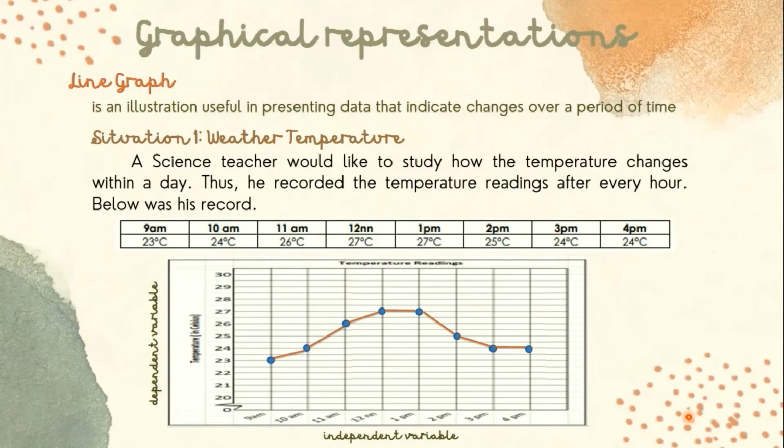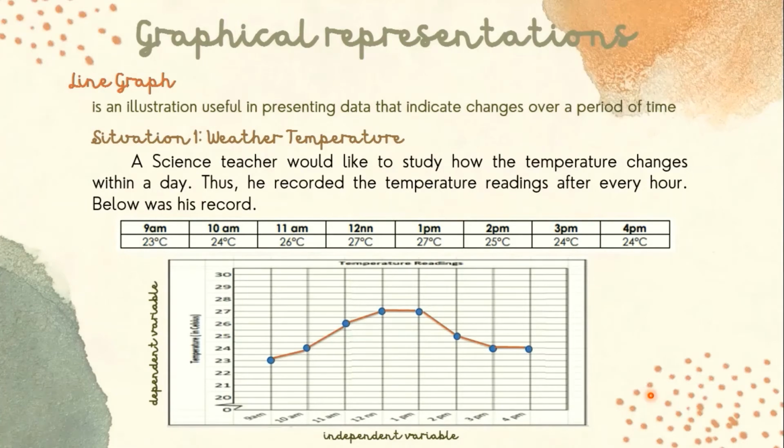At what time or times was the highest temperature measured? Papansinin natin yung ating line graph. Ang nasa pinakatuktok ay itong dalawang ito. Both at 27 degrees Celsius, recorded siya nung 12 noon and 1 p.m.